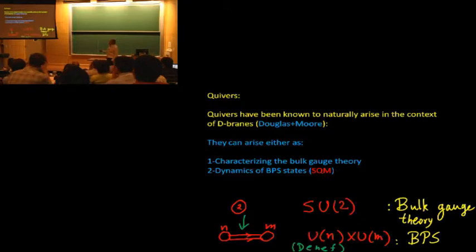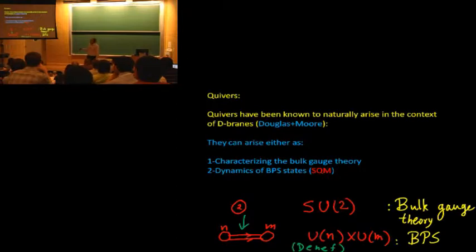Now suddenly I switch gears to quivers. What are quivers about? Well, quivers have been known to arise in both math and physics. In the physics context, in the context of D-branes, it was discovered by Douglas and Moore to be relevant in two possible ways in physics. One is to characterize a particular gauge theory: what gauge theory we have, what representations we have, what interactions we get. Or it could be interpreted in a different way as giving rise to a supersymmetric quantum mechanics, which characterizes the dynamics of BPS states.